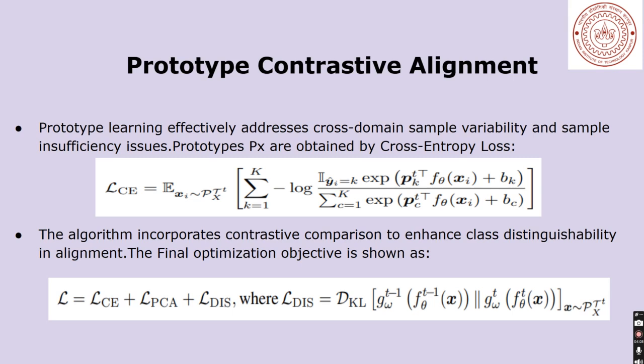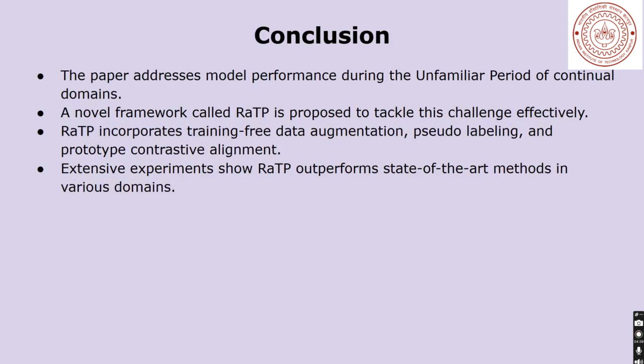Prototypes are obtained by cross-entropy loss, which is the standard loss for classification problems. The algorithm incorporates contrastive comparison to enhance class distinguishability in alignment. The final loss function combines cross-entropy loss, PCA loss, and distillation loss. By applying PCA, the model can better align domains, reducing the adaptivity gap, improving generalization, and maintaining performance on previously learned domains. Then we will conclude the review.